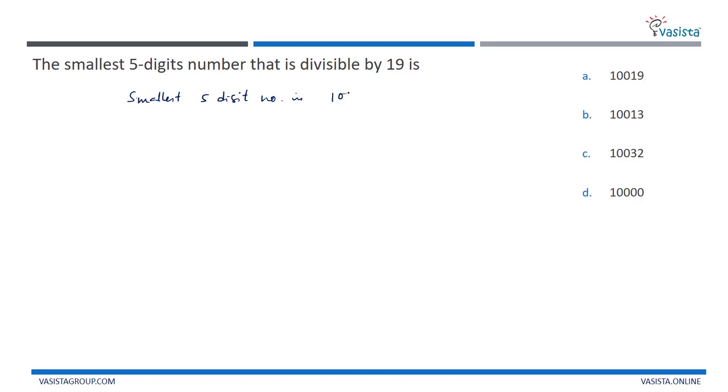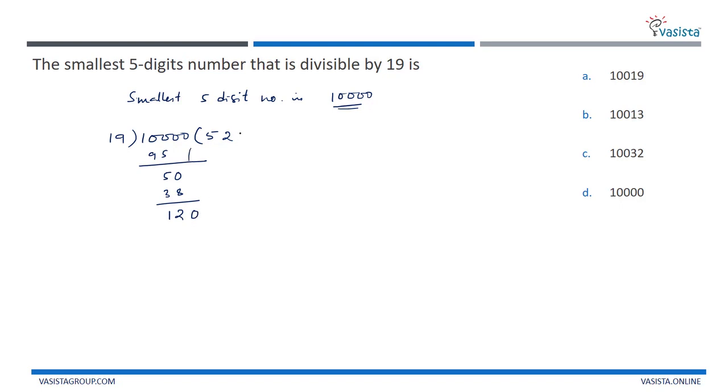The smallest 5-digit number is 10,000, right? So let me divide this 10,000 by 19. 19 5s are, 19 5s how much? So 95. So we got a 5 and as well as 0 I will bring down. Correct. Then 19 2s are 38. So 12, right? I will bring down 0.